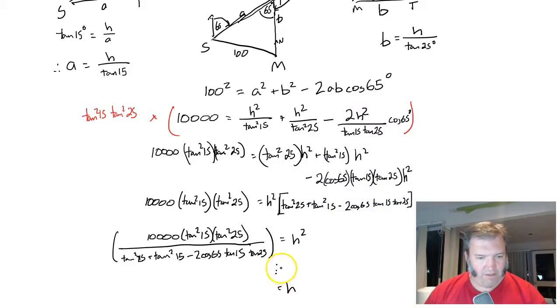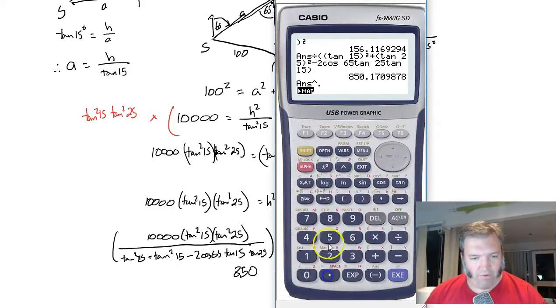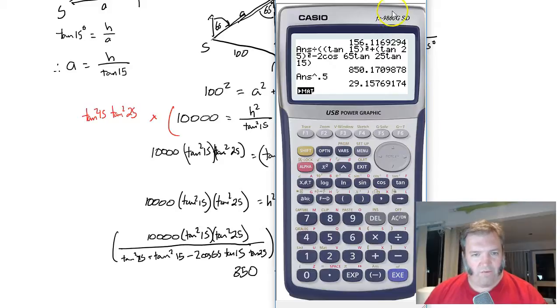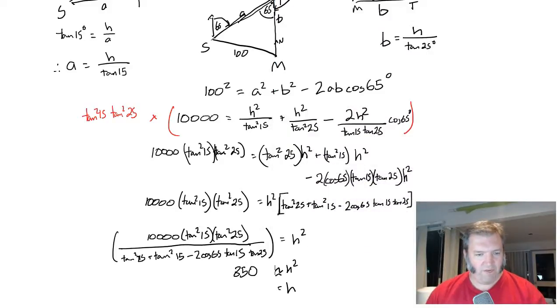So h squared is approximately 850, because I'm rounding off a little bit here, and we square root the 850 to get the answer. So I'm just going to go to the power of 0.5 because it's fewer strokes. 29.157 meters. The height of that tree is about 29.16 meters to the nearest centimeter. There you go. It's a good question.